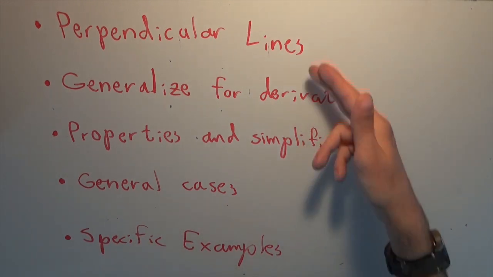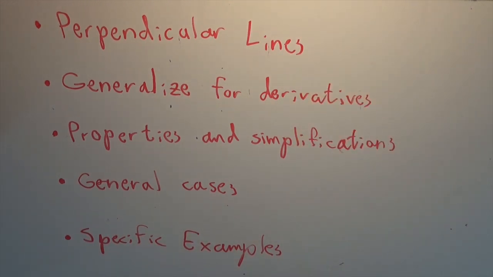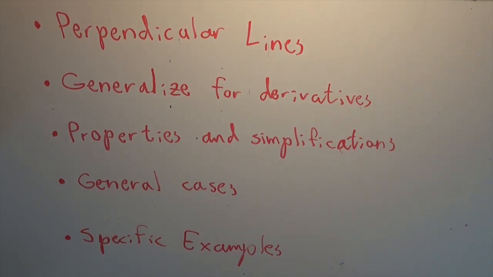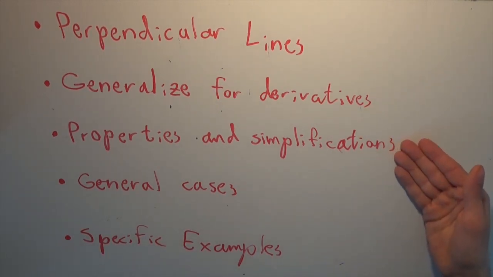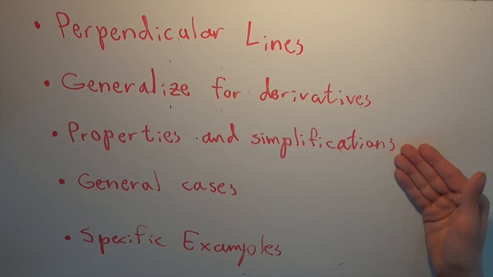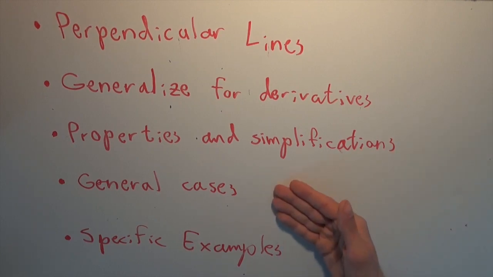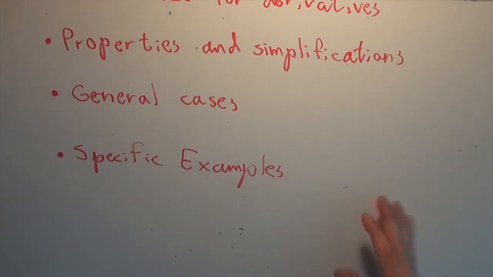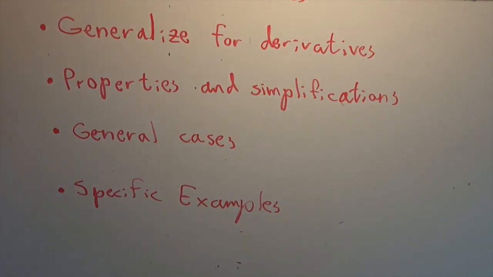We're pretty familiar with this idea with regards to perpendicular lines, and we're going to talk about that, and then we're going to generalize this concept to derivatives, and we're going to show some basic properties that allow us to ask simpler questions than we might otherwise. Then we're going to look at some general cases involving particular combinations of functions, and then some specific examples of functions that we all know and love, and the functions that are perpendicular to those. And you might find out that there are some pretty wacky results.